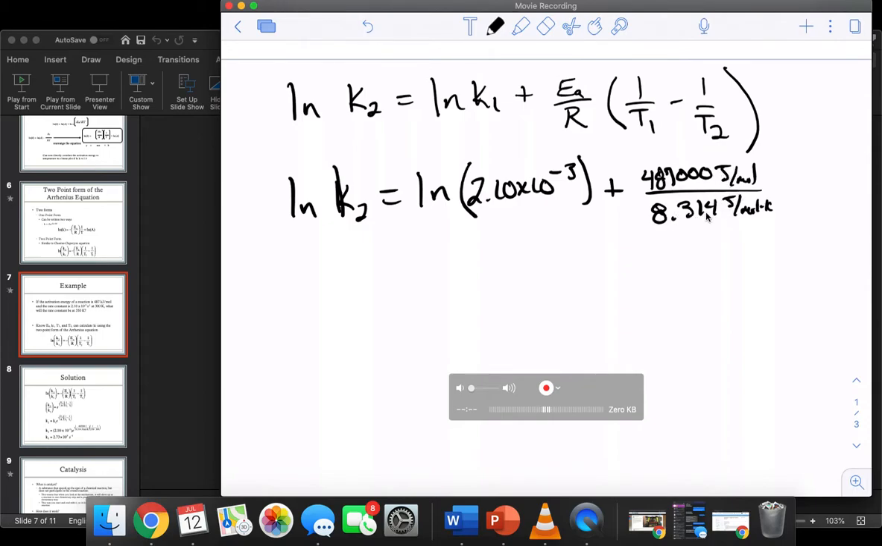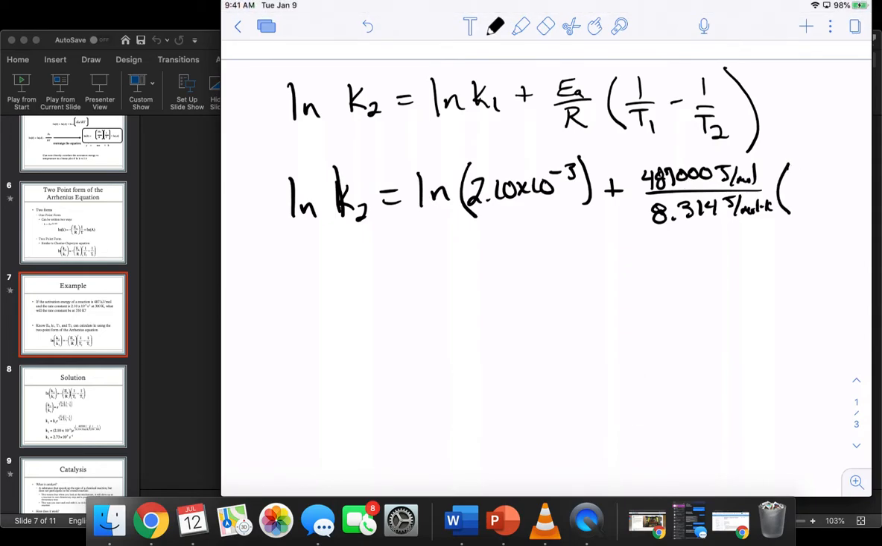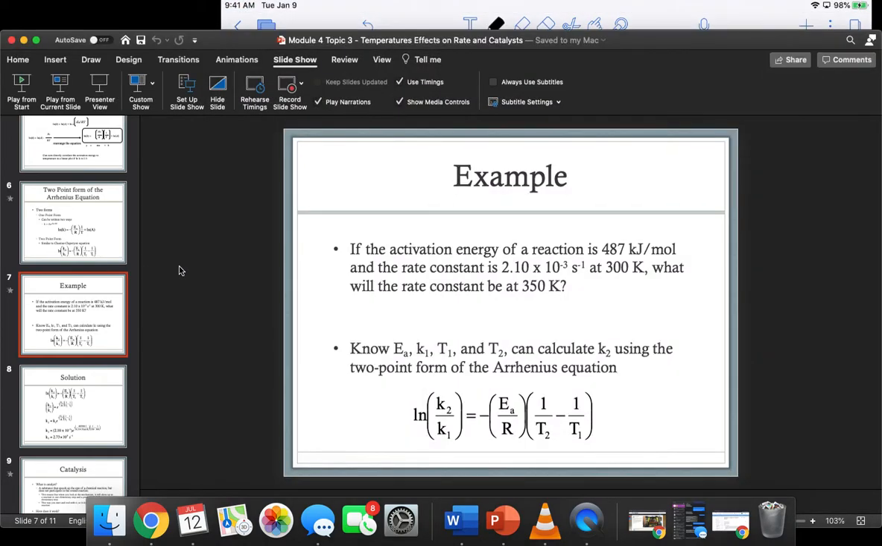You could also put R in kilojoules and leave this as 487 kilojoules per mole. That's also fine. Either one will work just the same. And then T1 I said was 300 Kelvin, so 1 over 300 Kelvin minus, I want to know the rate constant now at 350 Kelvin, which I think was the new temperature, my T2. I'm just going to double check that. Yes, 350 Kelvin is what we're looking for.